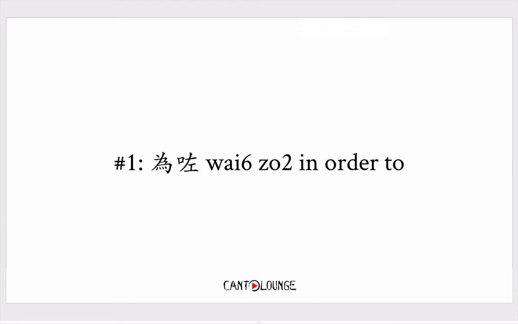So diving right in. Conjunction number 1, we have 為咗. And I presented these in no particular order at all. It was just a collection of terms I used when I was teaching Cantonese, and I collected all of them and put it all in this one blog post. Okay, so 為咗 means in order to.